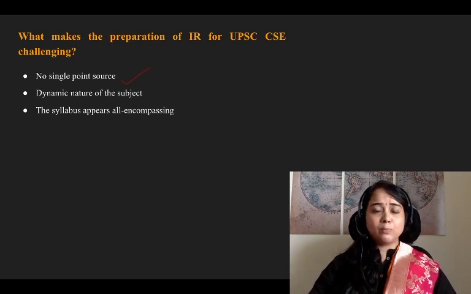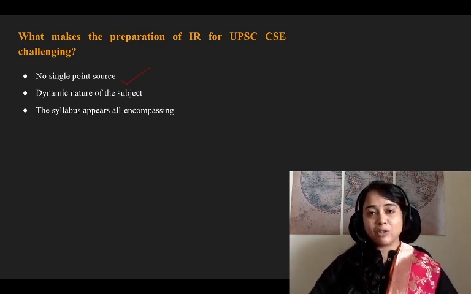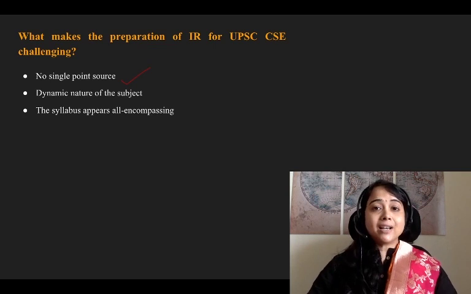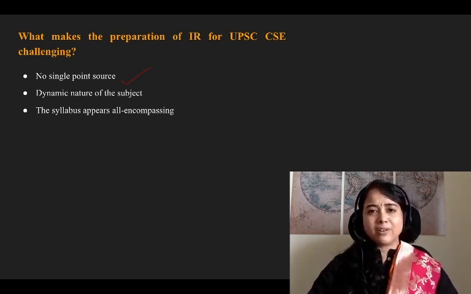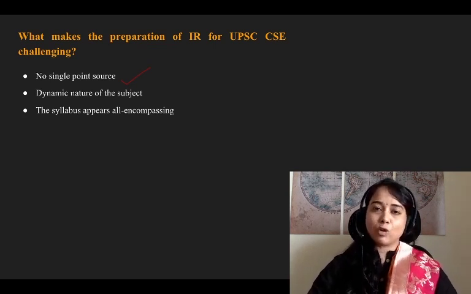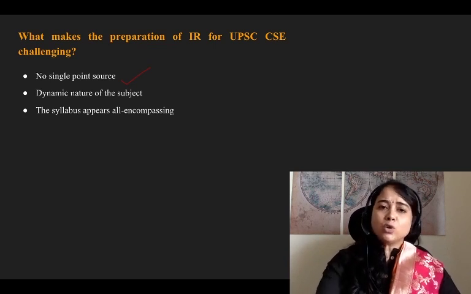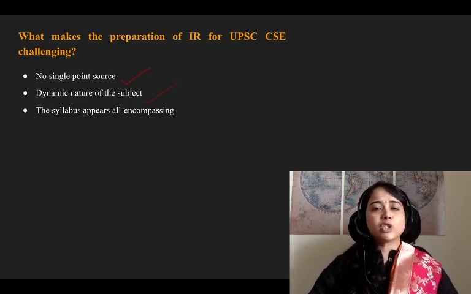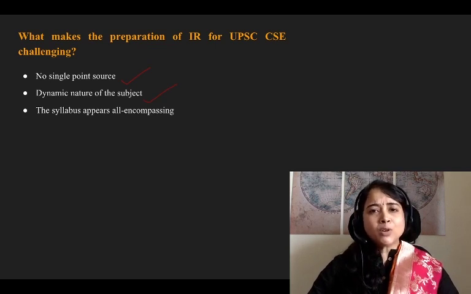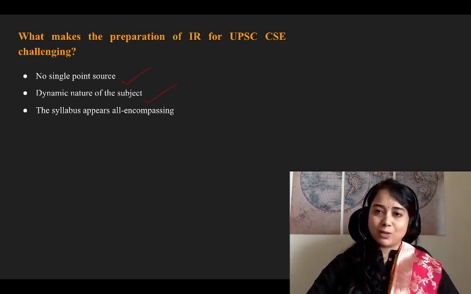There are some excellent books like Does the Elephant Dance by David Malone or Pax Indica by Shashi Tharoor, which are exceptionally written books. However, some of these books become difficult to understand for those who are beginning their UPSC preparation. Also, these books are voluminous, and given our time constraint, many of us find it difficult to complete these books. Also, due to the dynamic nature of the international relations subject, the books tend to become outdated pretty soon.